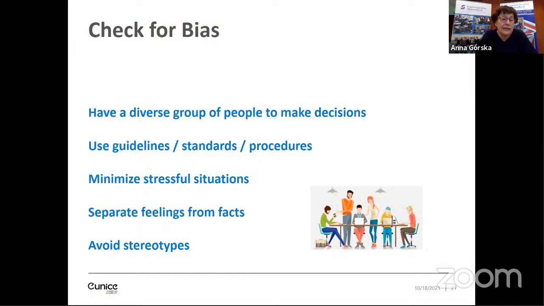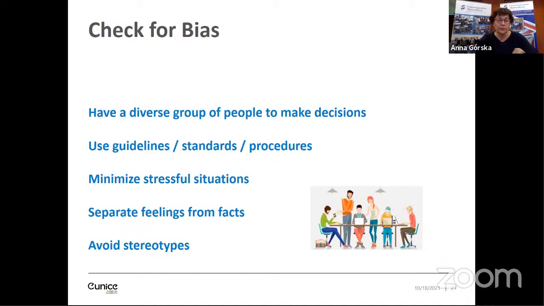We may use guidelines or standards or procedures. This is what also, for example, many companies do when they assess job applicants. In some companies also, to mitigate bias, people are invited to attend 5 job interviews in succession. And then the people who interviewed them gather and they exchange their opinions.